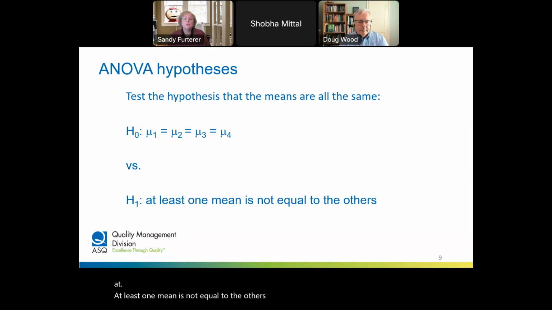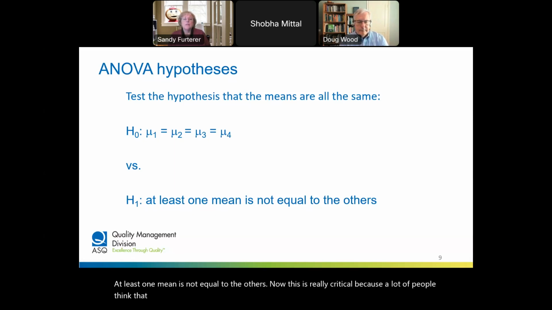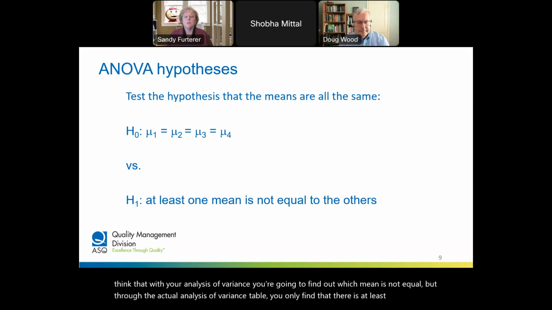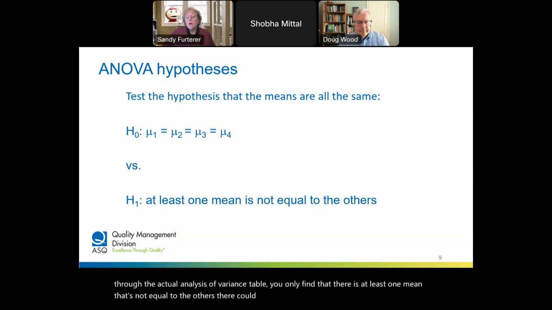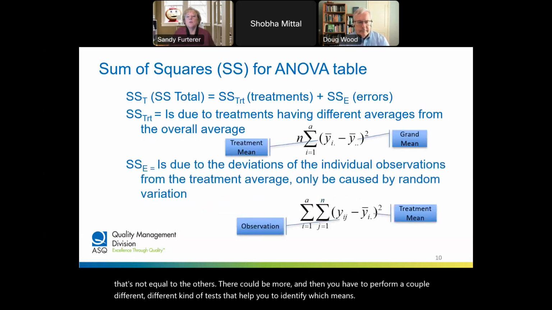Now this is really critical, because a lot of people think that with analysis of variance you're going to find out which mean is not equal, but through the actual analysis of variance table, you only find that there is at least one mean that's not equal to the others. There could be more. And then you have to perform a couple of different kinds of tests that help you identify which means are not equal.